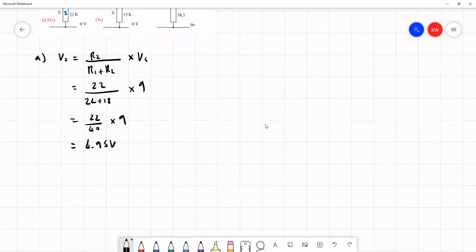And since we've been asked to find X, we could take a further step and just say X is equal to 4.95 volts. And the reason for doing this perhaps will become more clear when we do part C.